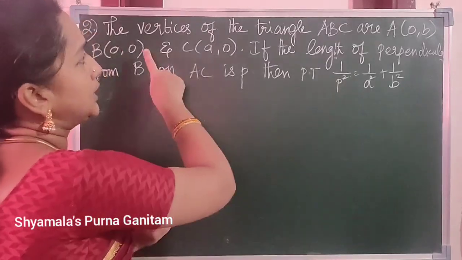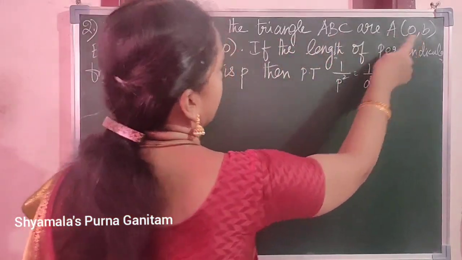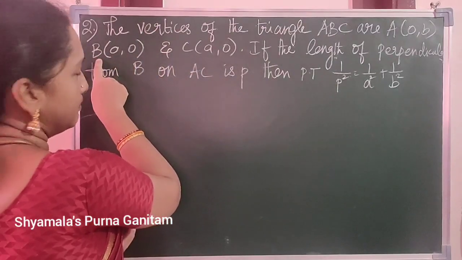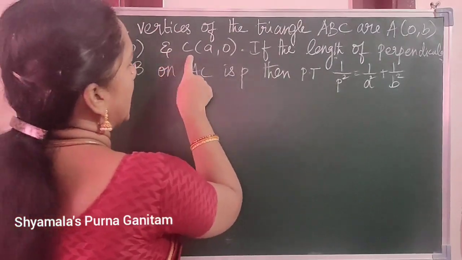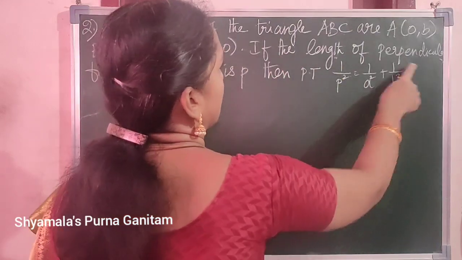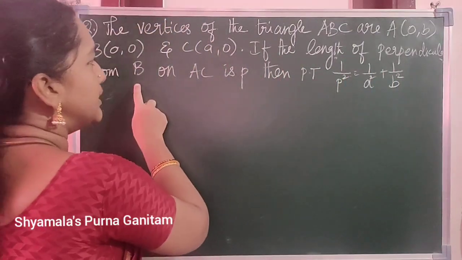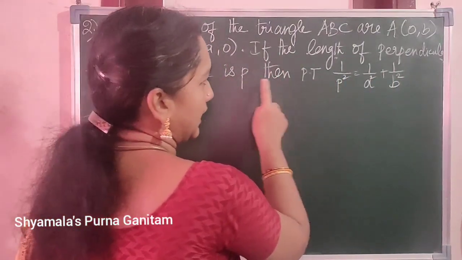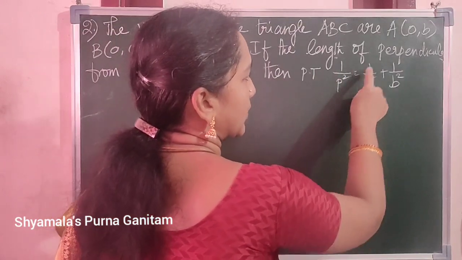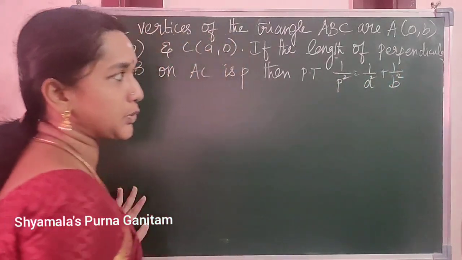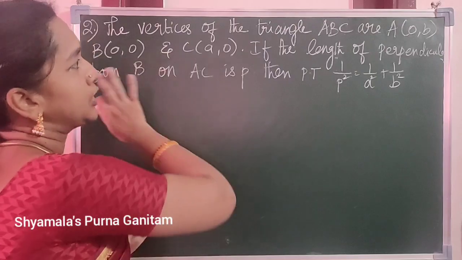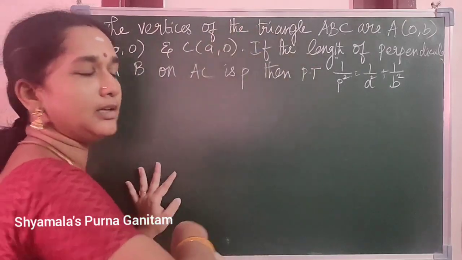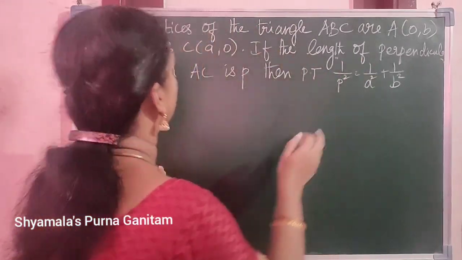Second sum. The vertices of the triangle ABC are A (0, b), B (0, 0) and C (a, 0). If the length of the perpendicular from B on AC is p, then prove that 1 by p squared is equal to 1 by a squared plus 1 by b squared. So whatever is given, first we will draw the diagram for the given thing.